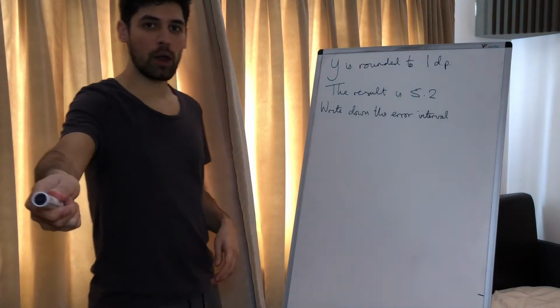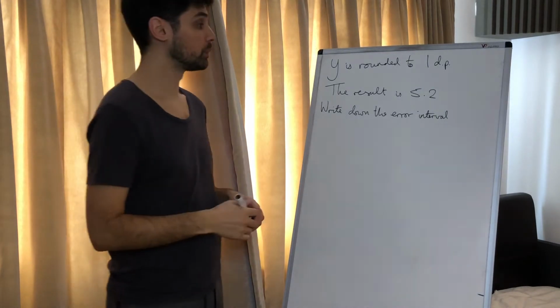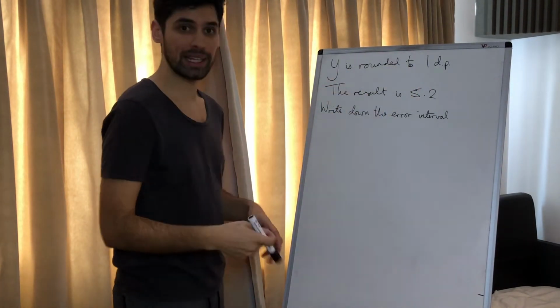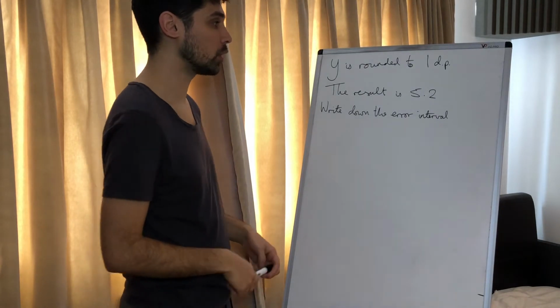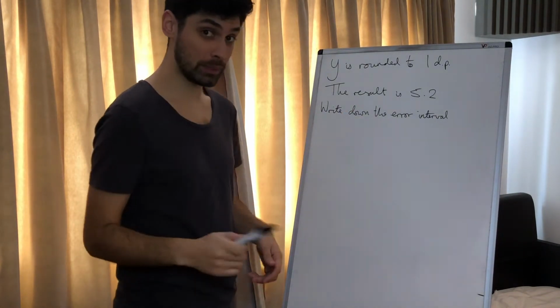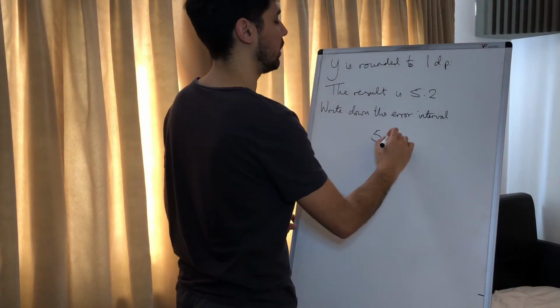Okay, let's talk about error intervals. So error intervals are kind of like upper and lower bounds. Y is rounded to 1 decimal place. The result is 5.2. Write down the error interval. Okay, so something has already been rounded and it becomes 5.2. So let's write 5.2 here.